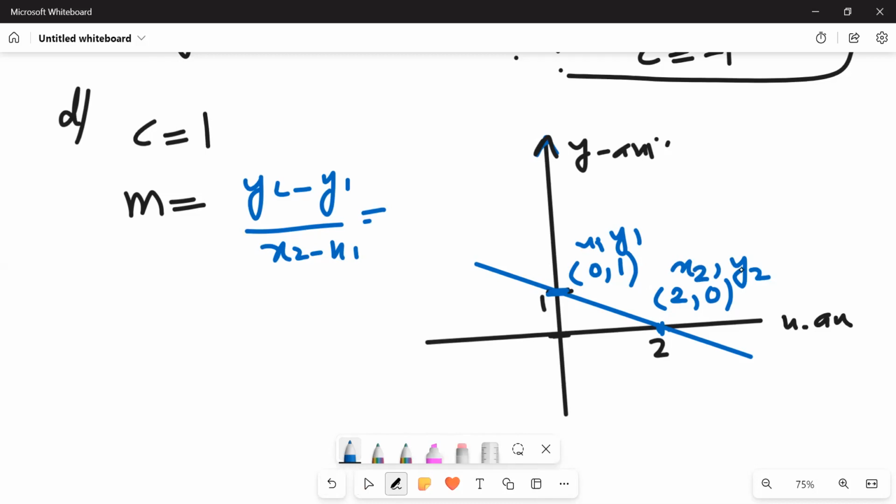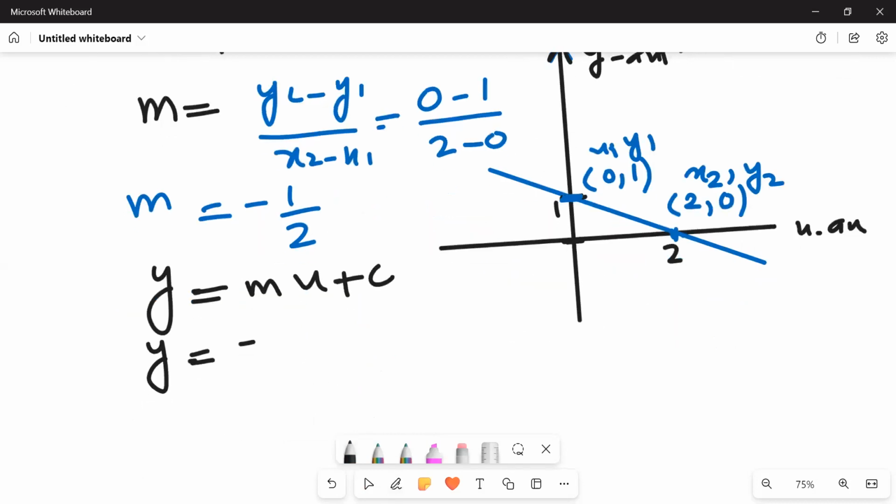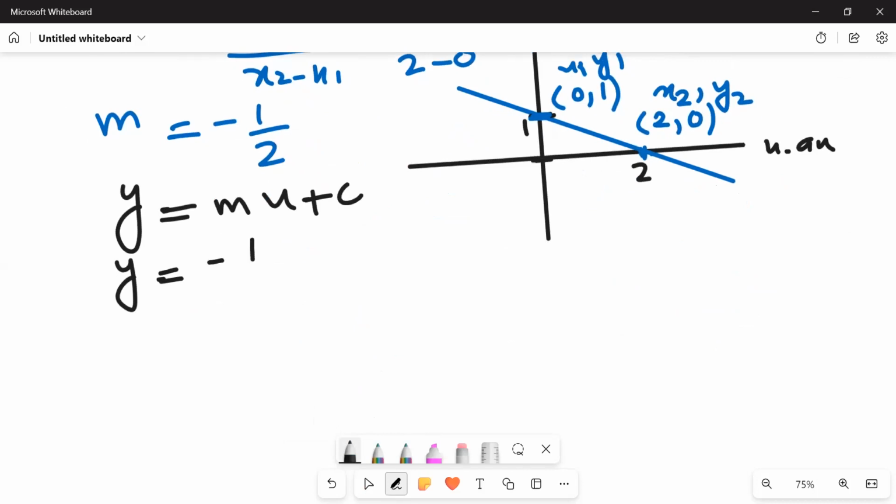Okay. Then y2 is 0 minus 1 and x2 is 2 minus 0. Then the slope of this is minus 1 over 2. Now we have to write the equation of the straight line, y = mx + c. What is m? M value is minus 1/2. Okay, and what is c? C is 1.